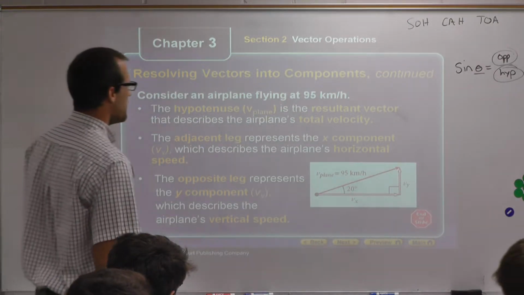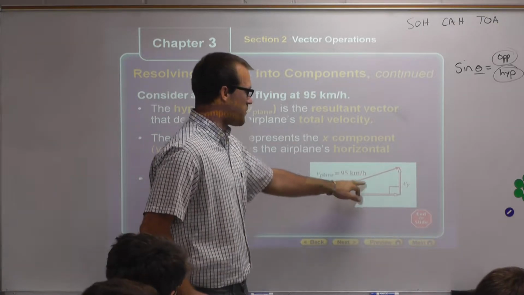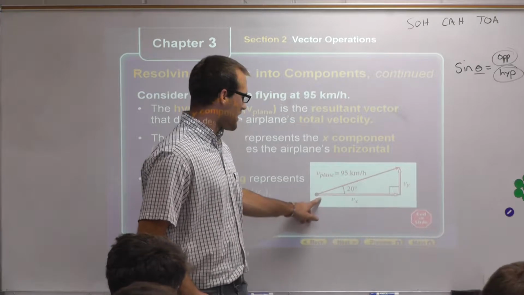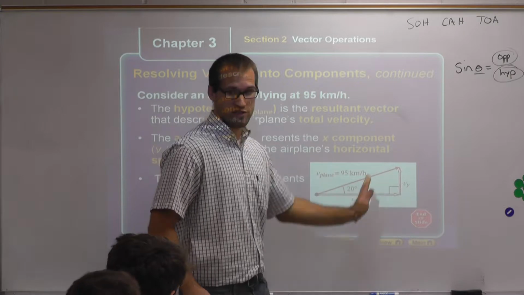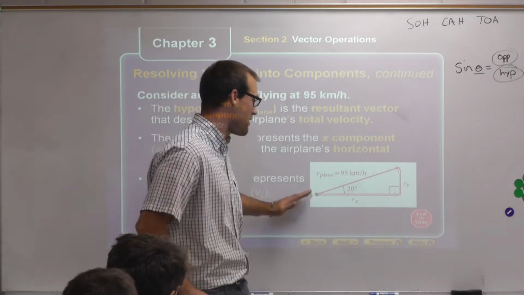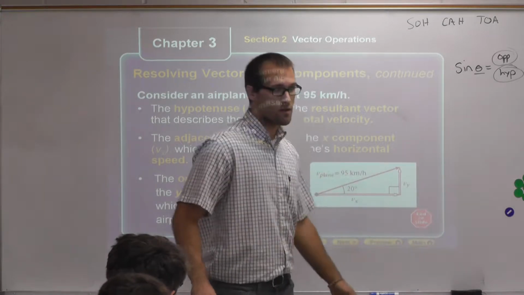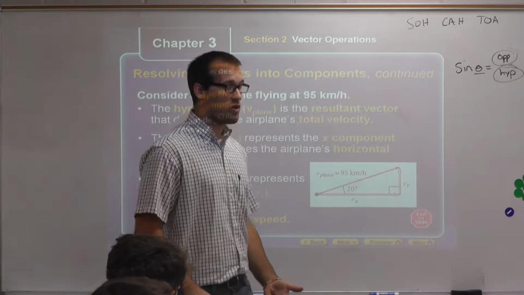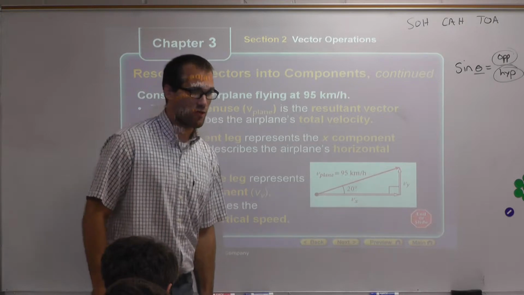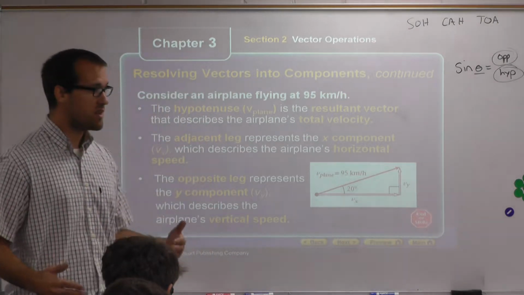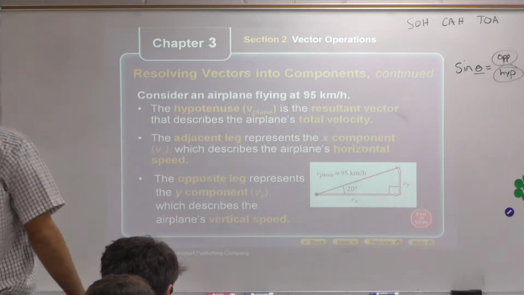Okay? The point here is, guys, here's what this is saying. If the plane is going 95 kilometers per hour in this direction, there is a certain component of that that is just going horizontal, and there's a certain component of that that's just going vertical. It's just happening at the same time, and it looks like this. Because you have to have multiple forces. Otherwise, if you had just one force, you're just going to go in the direction of that one force. But if you have two forces, you can go not along the x or y axis.